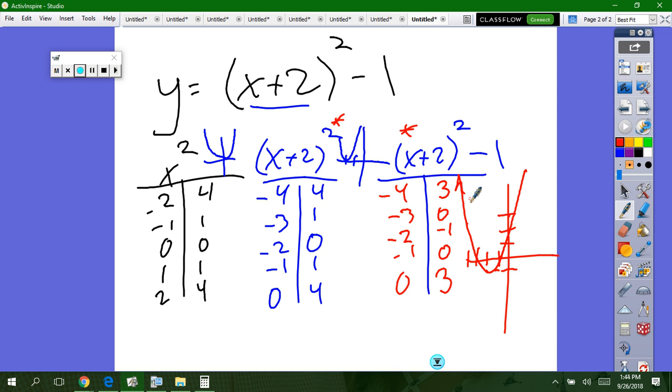Notice things that are inside the function, meaning inside the parentheses, deal with who? X's or Y's? They deal with your X's. Anything outside your function deals with your y values. You might want to write that down. Anything on the inside of your function involves x values. Anything on the outside of your function involves your y value.